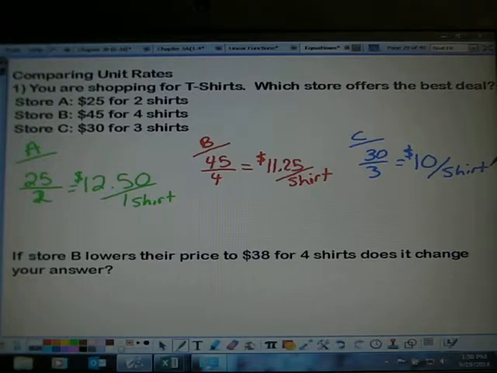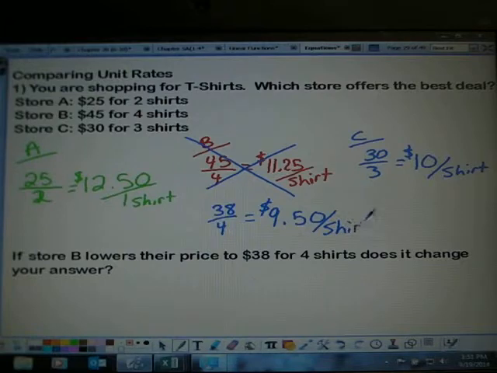Second part to this question says, if store B lowers its price to $38 for 4 shirts, does that change your answer? So store B says, okay, we're going to run a sale. Instead of $45 for 4 shirts, we're going to drop it down to $38 for 4 shirts. You're going to shop at our store now. Well, go ahead and divide those, and that gives you $9.50. So yeah, with that sale, this is now the best store to shop at. So that right there is unit rates, taking it down to a denominator of 1.